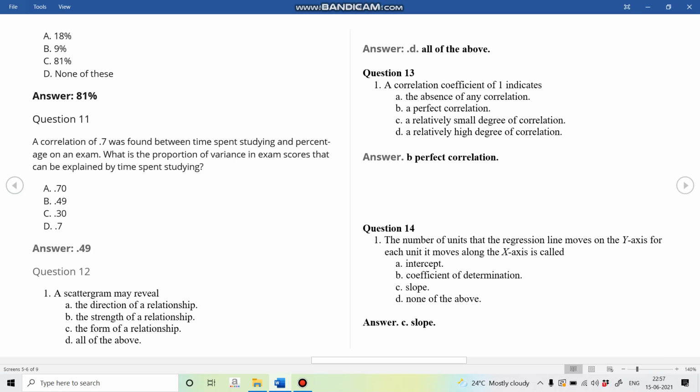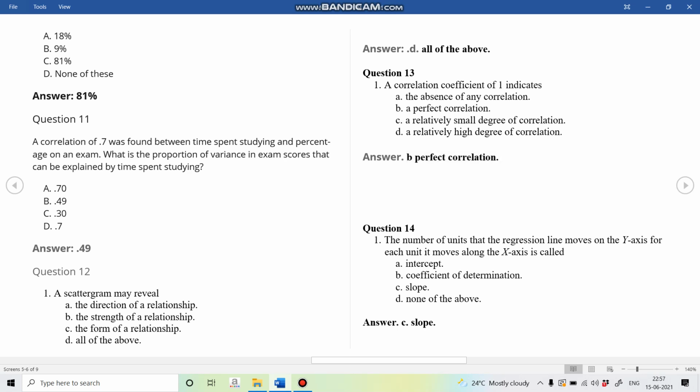Question number 12. A scatter diagram may reveal the direction of relationship, second is strength of relationship, and the answer is all of the above. Question number 13. A correlation coefficient of 1 indicates perfect correlation. Okay, perfect correlation. This is the answer.